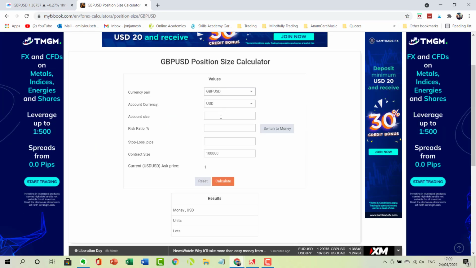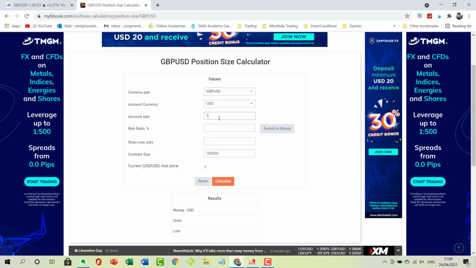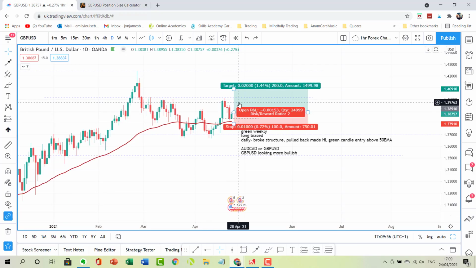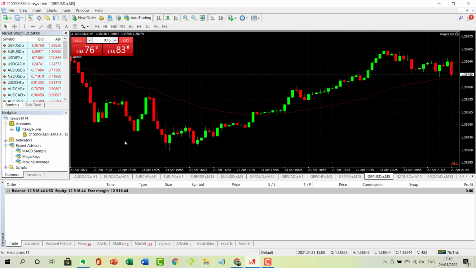So let's calculate the position size for this trade. In my account with the 5%ers, I'm looking to risk 0.25%, which is going to be the remaining buying that I've got left on this account. And just calculating my lot size so that I can get all this set up ready to take my trade.